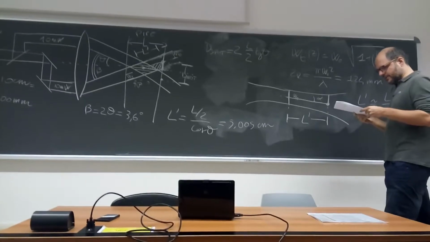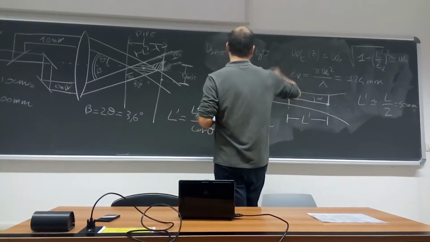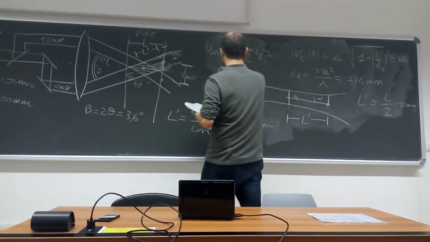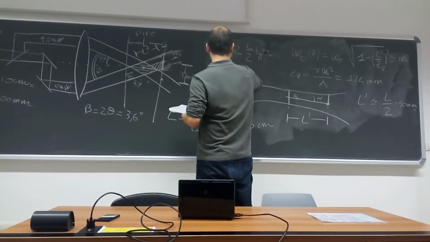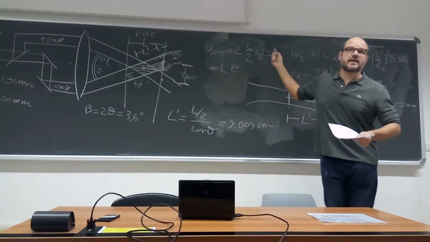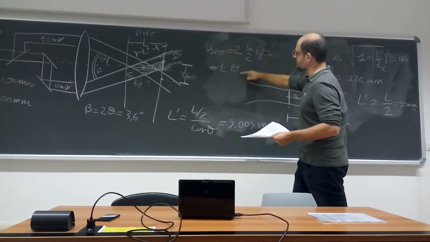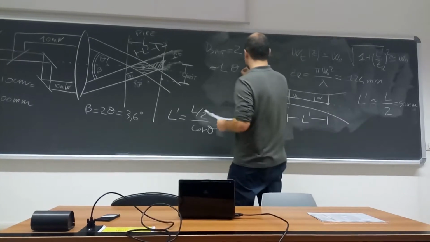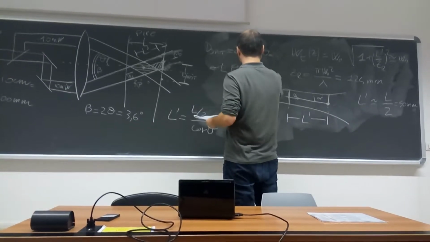So since we have already defined theta, we can also say that this is more or less equal to L multiplied by the angle itself, because the angle is very little. So the tangent of theta goes with the angle in this condition, and so we have 3.25 millimeters.